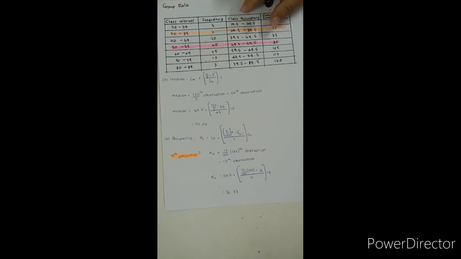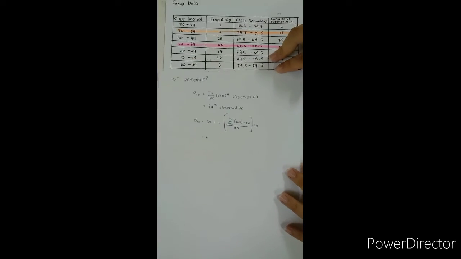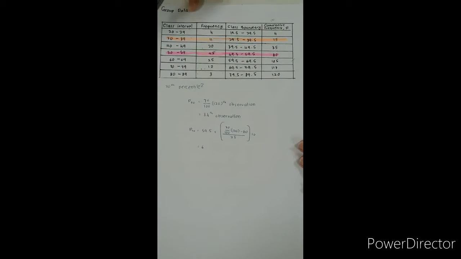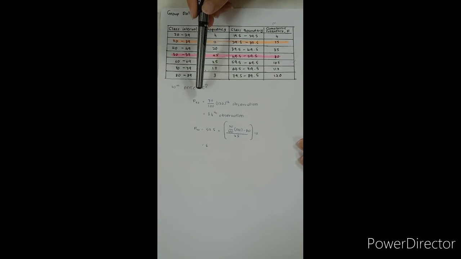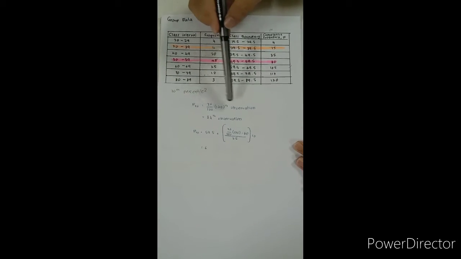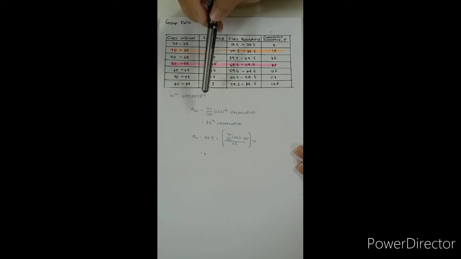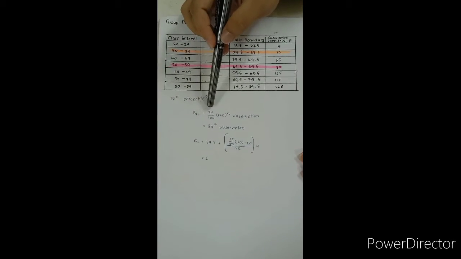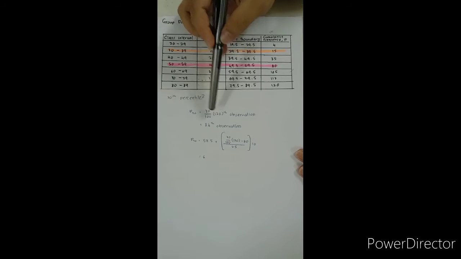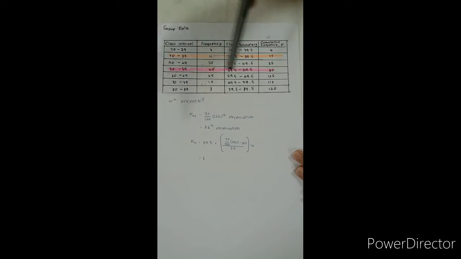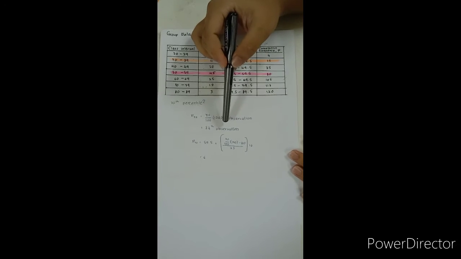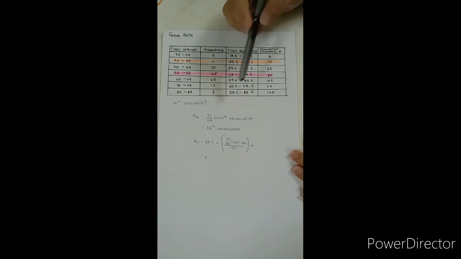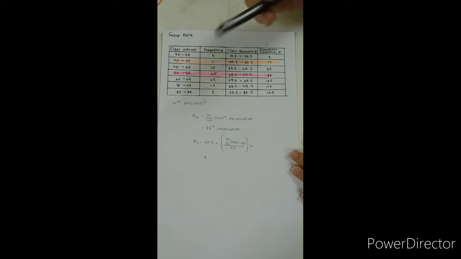How about the 70th percentile? Just the same steps. First, we need to find the class by doing the observation. We do 70 over 100 times the total of the cumulative frequency, and we get 84 observation. So where is it? It is in the fifth class, this one.